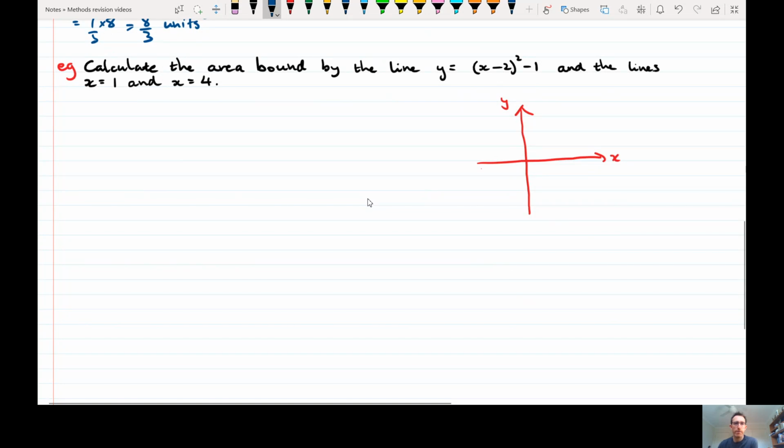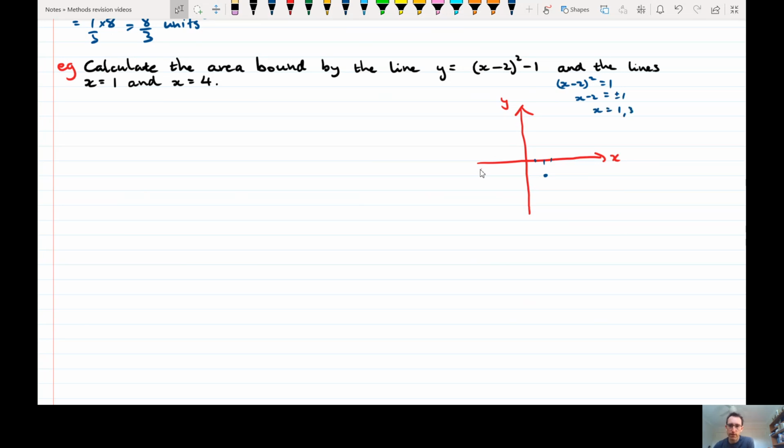Last one, calculate the area bound by the line y equals (x minus 2) squared take 1 and the lines x equals 1, x equals 4. Well, first of all, what does this graph look like? Well, x minus 2 gives you a turning point of 2, and the -1 is here. The x-intercepts of this thing, if I factor this, or if I can isolate x, you get these equations here. You end up with 1 and 3.